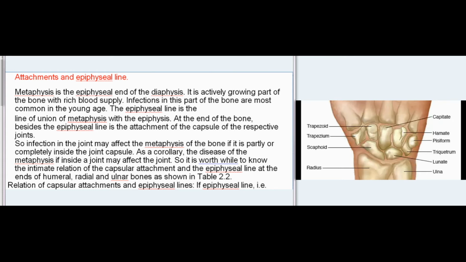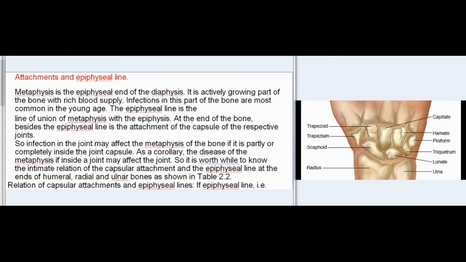At the end of the bone, beside the epiphyseal line is the attachment of the capsule of the respective joints. So infection in the joint may affect the metaphysis of the bone if it is partly or completely inside the joint capsule. As a corollary, disease of the metaphysis, if inside a joint, may affect the joint. So it is worthwhile to know the intimate relation of the capsular attachment and the epiphyseal line at the ends of the humerus, radius, and ulna as shown in Table 2.2.